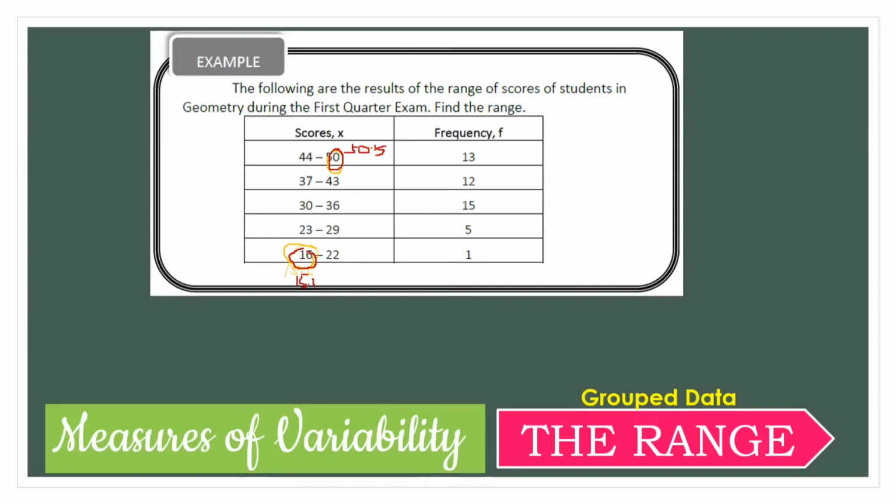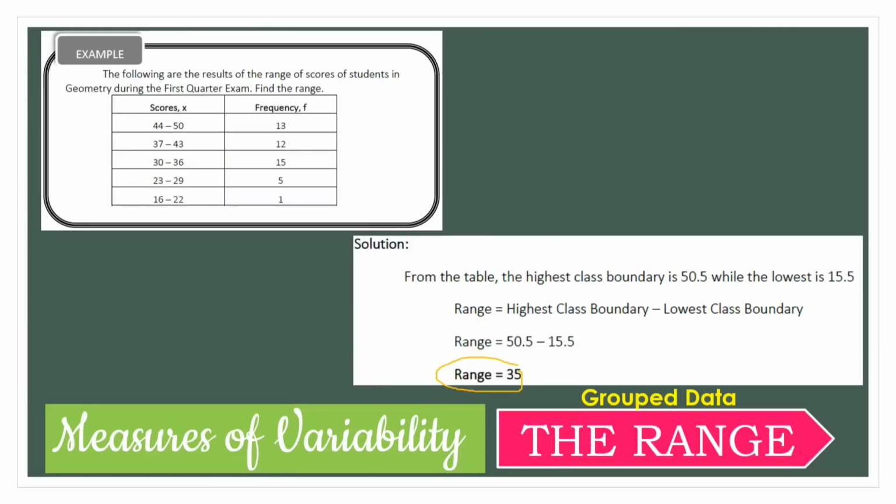Alright, so we have those values and we substitute them into our formula. Our formula is the highest class boundary minus the lowest class boundary. Our highest class boundary was 50.5 and then the lowest is 15.5. So when we subtract those two, the result is 35, and that is the range of this grouped data. Isn't it easy? Yes, it's very easy.